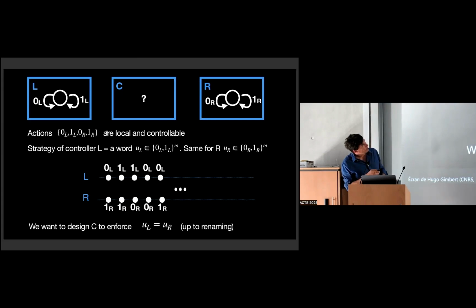Now I would like to design a controller which enforces both words to be equal. This word here and this word. Of course, up to renaming, so I drop the indices L and R, and I want the sequences of 0 and 1 to coincide. Well, this may require a bit of thinking, but it's an easy exercise.